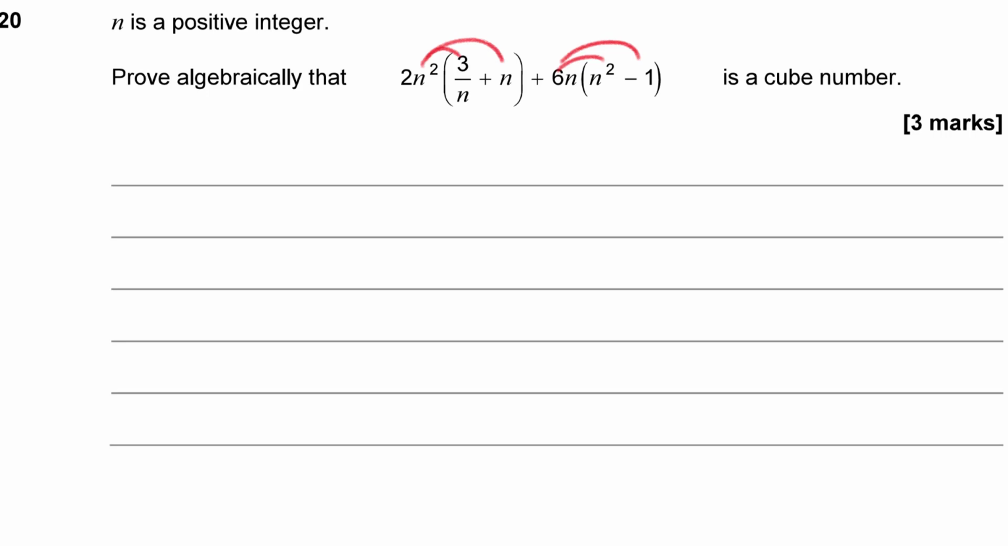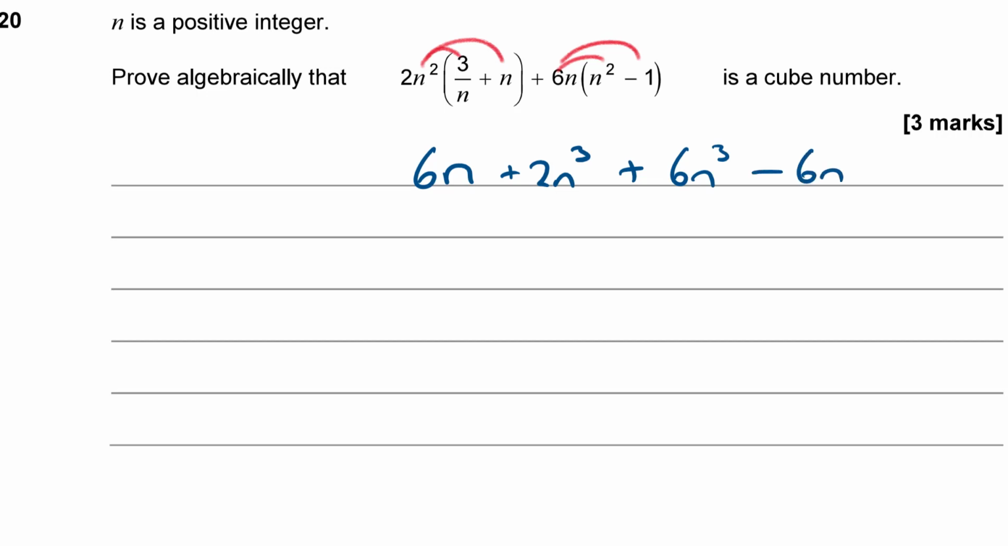2n squared times 3 over n. Well, 2 times 3 is 6. So I'm going to get 6 as my coefficient. And then I've got n squared times 1 over n, which is basically n squared divided by n, isn't it? So that's going to give me 6n. And then if I multiply 2n squared by n, I'm going to get 2n cubed. Plus, what am I going to get from the second bracket? 6n times n squared, that's going to give me 6n cubed. And then I'm going to get 6n times minus 1, which is minus 6n.